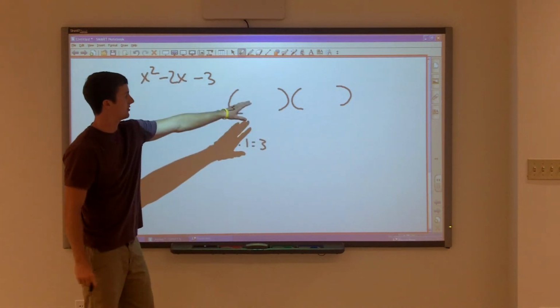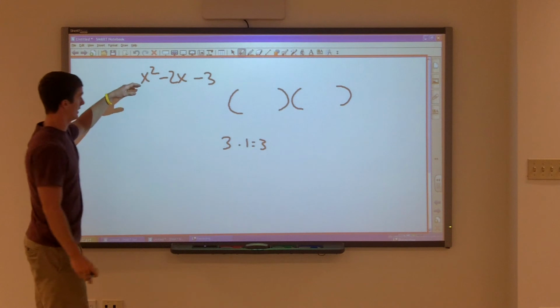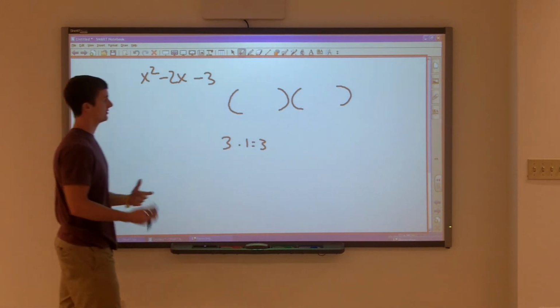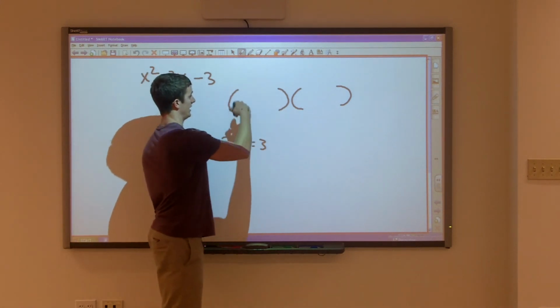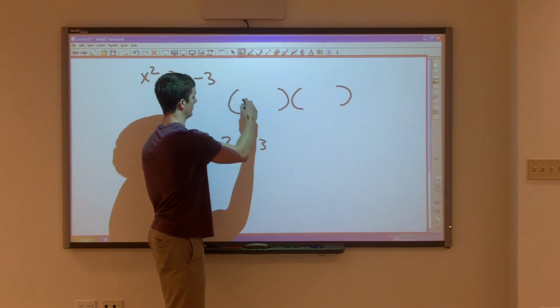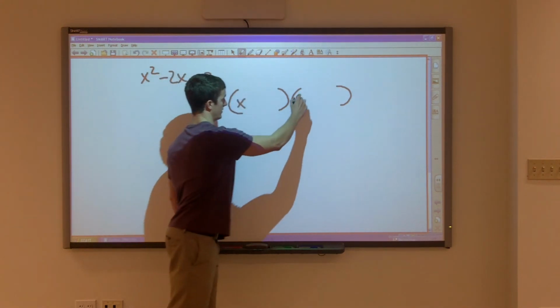So we know that our last two numbers are going to be 1 and 3. Again, our first number is x squared. So this is a similar problem, but we have this negative 2x and the negative 3. So we'll go ahead and add in our x's.